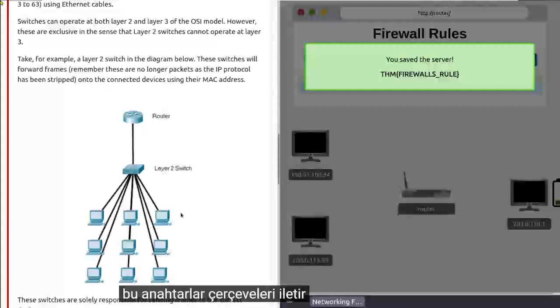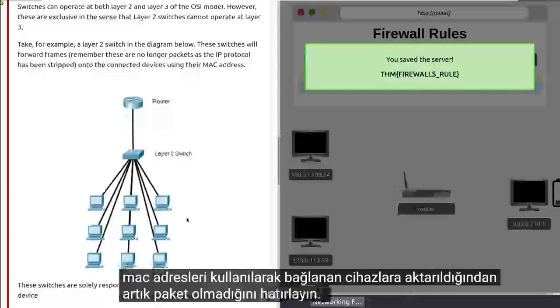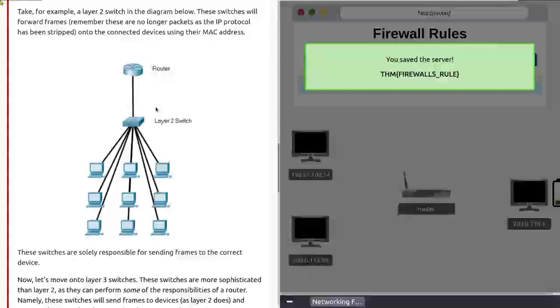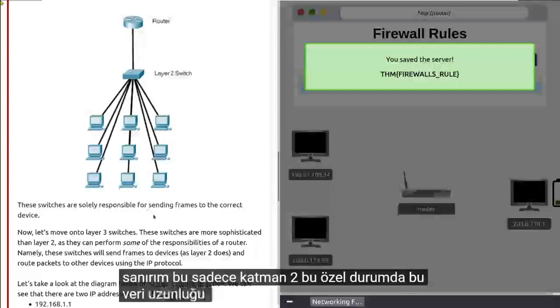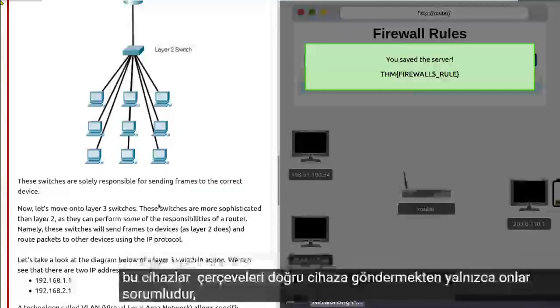Remember that there are no longer packets, as the IP protocol has been stripped off, and we're sending things onto the connecting devices using their MAC addresses. Think of this as just layer 2, the data link layer, in this specific instance. These devices are solely responsible for sending frames to the correct device.